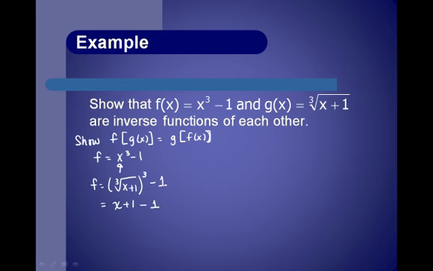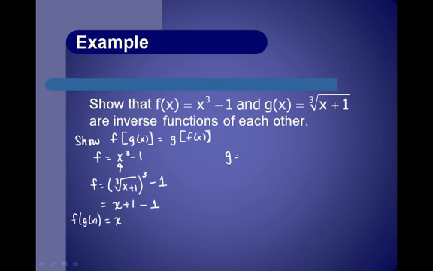Then to finish it out, we have minus 1. Well, f plus 1 minus 1 would give us just x. So f of g of x is equal to x, halfway there. The second time, we are going to do g of f of x.